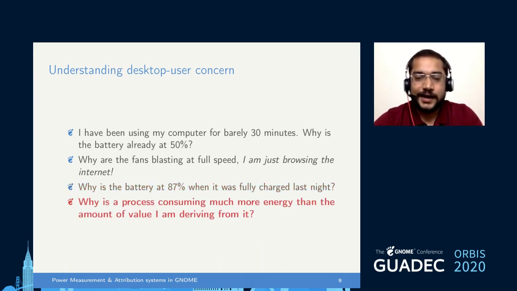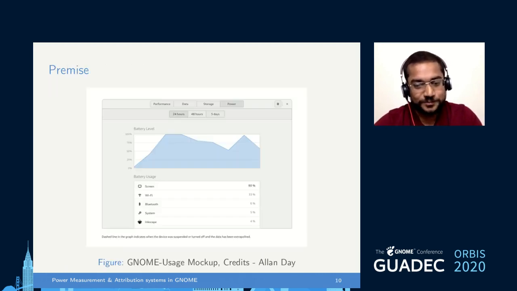So I like to understand this as the fact that why is a process consuming much more energy than the amount of value that I'm deriving from it? Why is a process running on my system that is taking up so much energy cost as much as I'm not even putting into it, right? That should not happen. And this project aims to solve this problem.